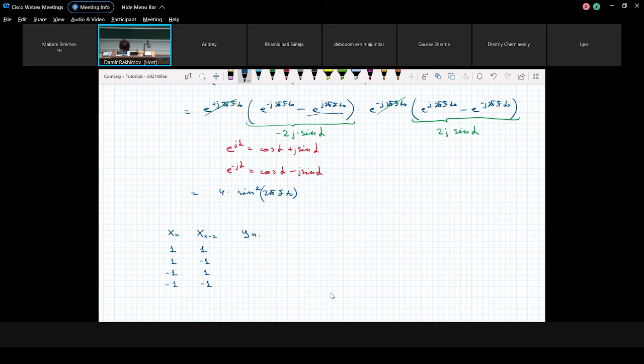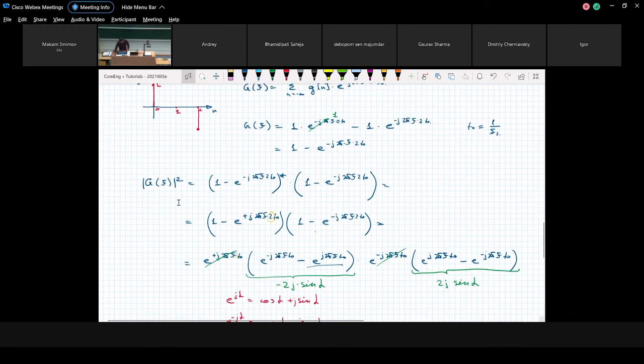What happens if we have the first sequence 1 and 1? What do we do? We take our current signal x of n and subtract the signal from the past, from 2 time samples ago. And if we do this, this difference will be equal to 0. And we take the second option. Just copy again.